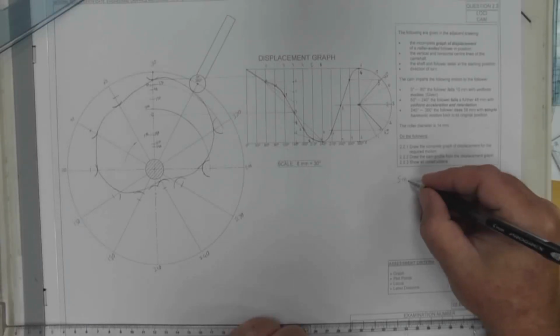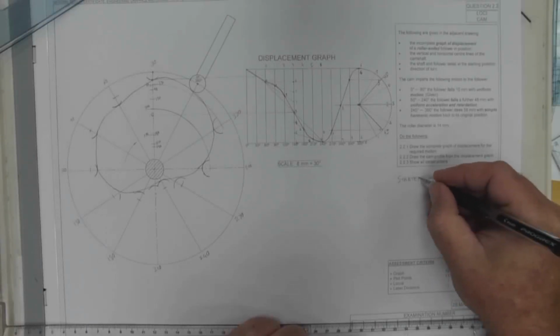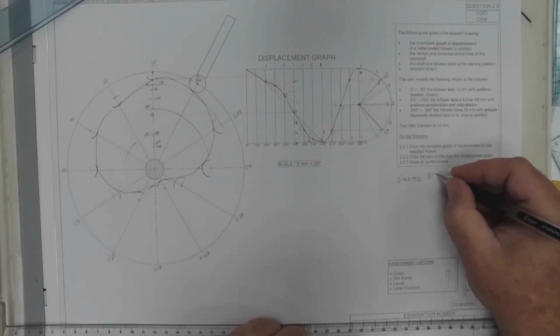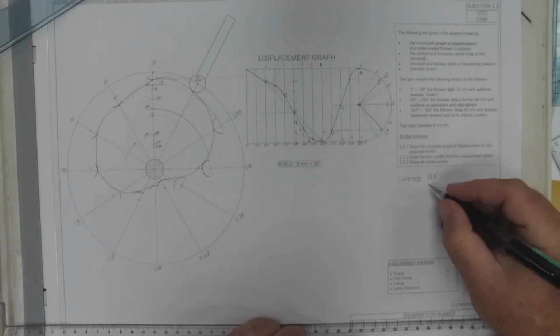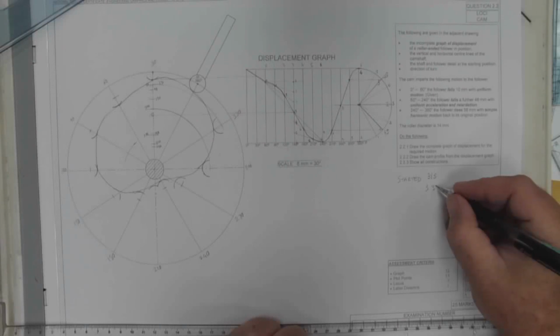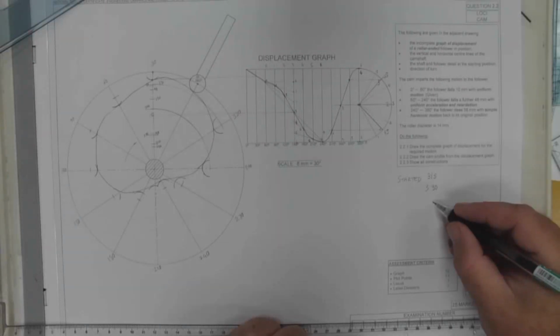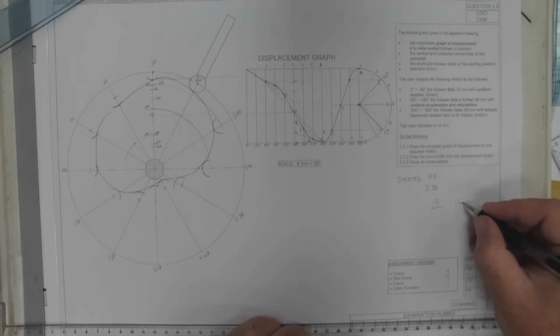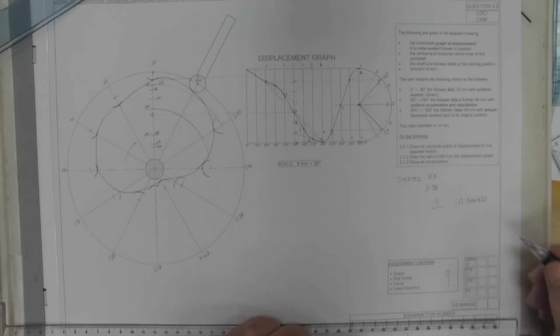I started this drawing at 3:15. It's now 3:30. So it's taken me 15 minutes to complete that drawing, which means that I have 10 minutes saved, and I can use that in another drawing.